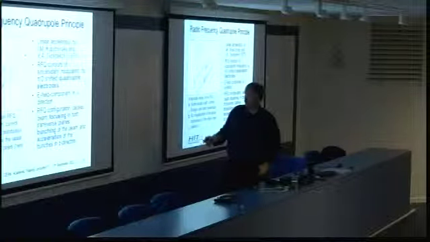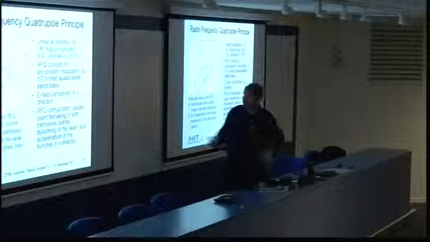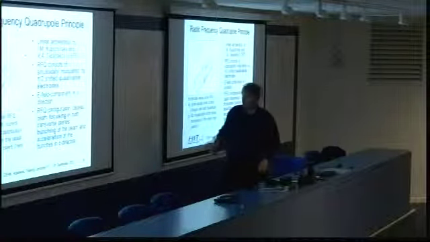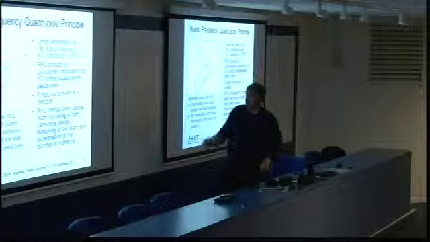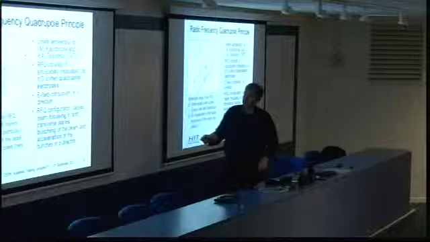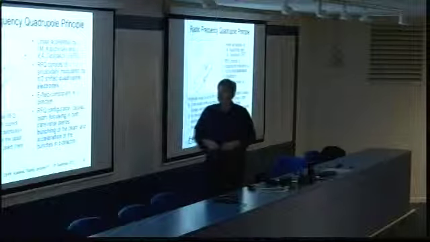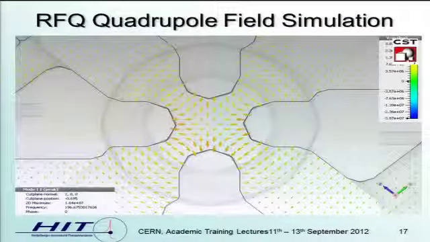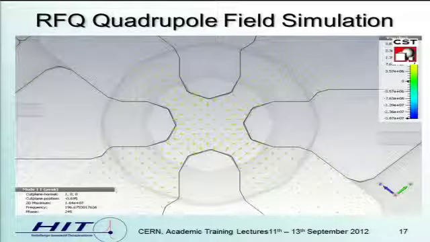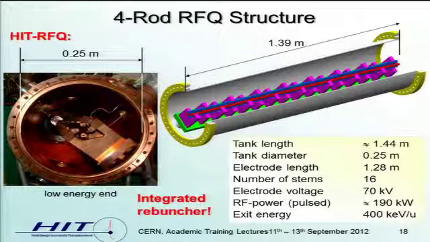structure. You can do beam focusing in both transverse planes because of the quadrupole structure. Then you have a bunching of the beam, which is necessary for the drift tube linac afterwards, and you accelerate the beam in that direction. In our case, the structure is only 1.4 meters long, and we come from 8 keV to 400 keV. So there is a field simulation by Microwave Studio. You can see clearly this quadrupole behavior, which changes with the RF. Okay. This is a 4-rod structure, very small diameter, very compact, as I said.